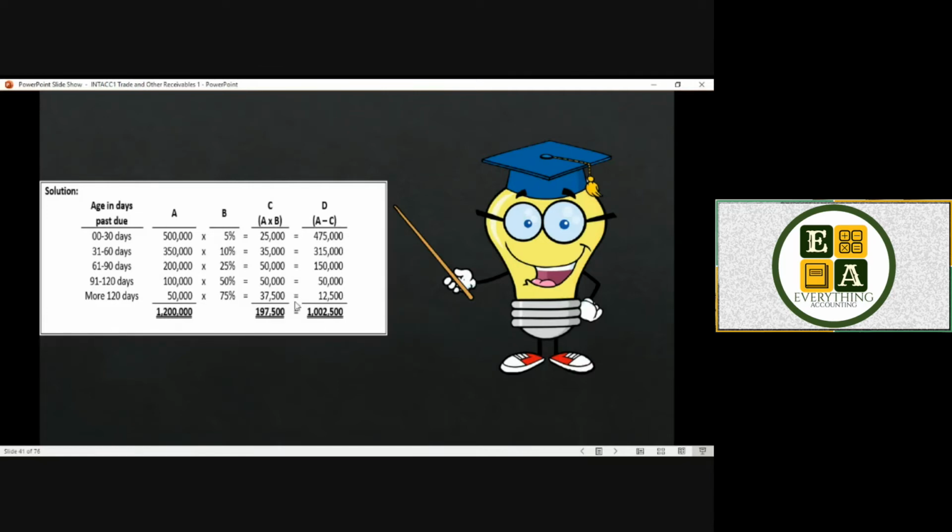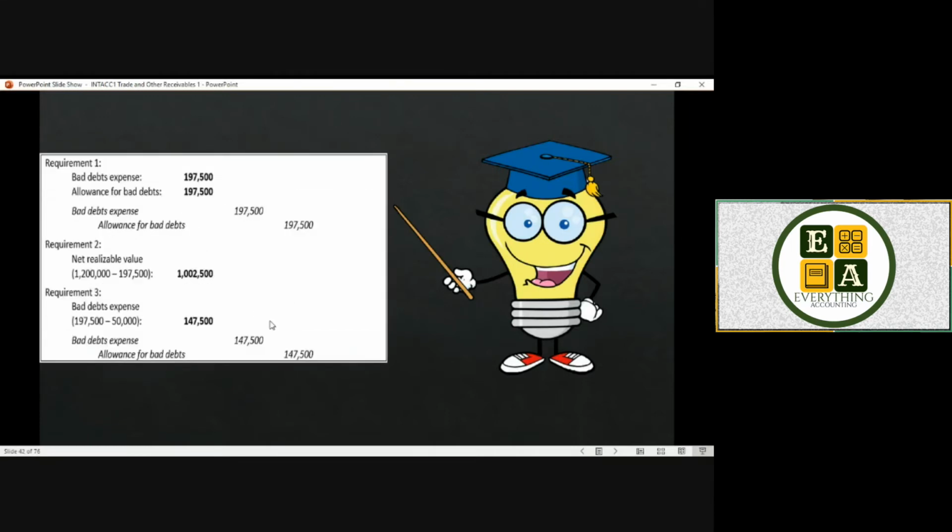Yung 475, 315, 150, 50, and 12,500, okay? Yan yung NRV per age group. Pero yung total na 1,002,500 will be the total net realizable value. The total net realizable value. Pero yung makikita mo lang sa FS, yung 1,200,000 and 197,500. Or pwede rin yung 1,002,500 pero hindi ka nag-represent ng 197,500.